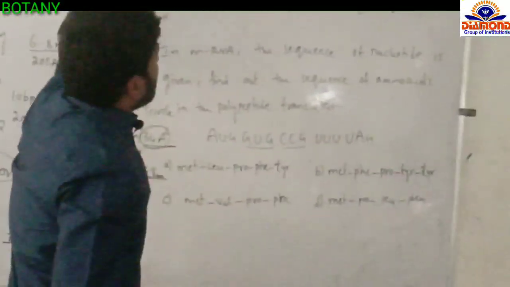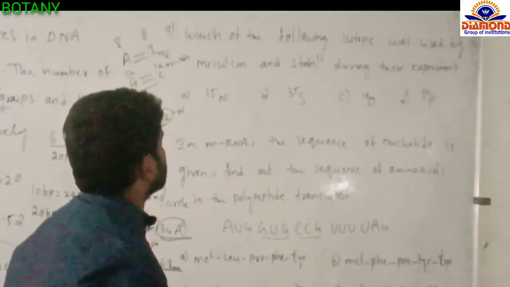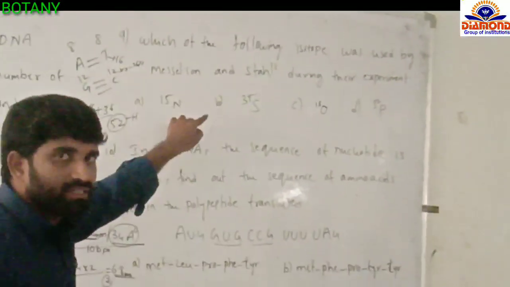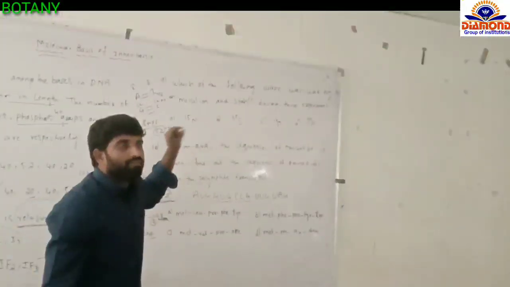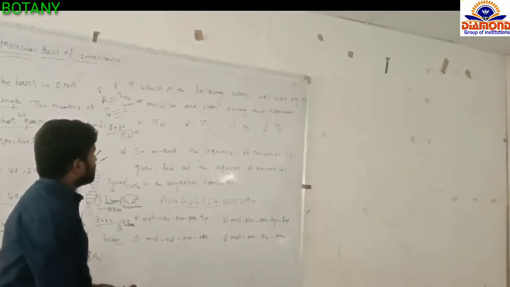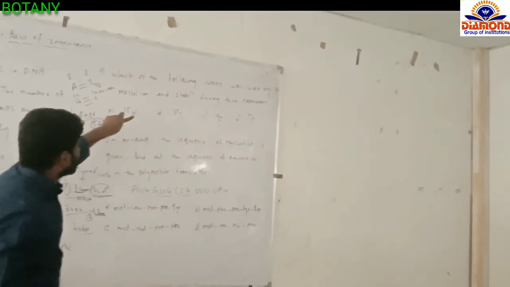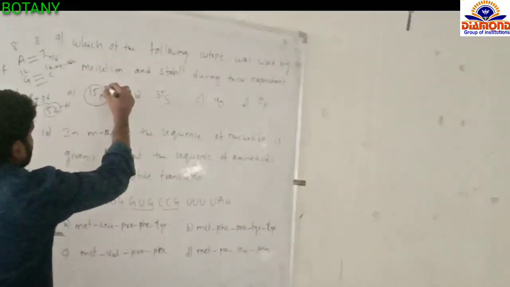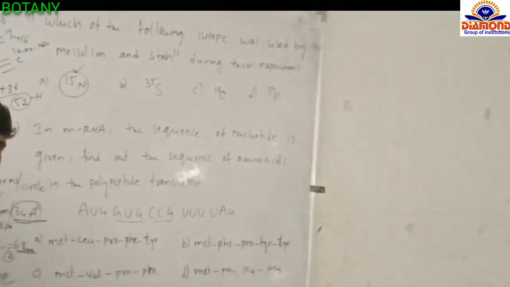Question number 19. Which of the following isotopes was used by Meselson and Stahl during their experiment? Meselson and Stahl's experiment is seen in the test for DNA replication. They used a heavy molecular weight isotope, and that heavy isotope is N15. So the N15 isotope was used in the experiment.